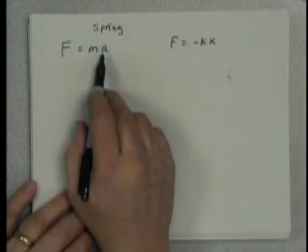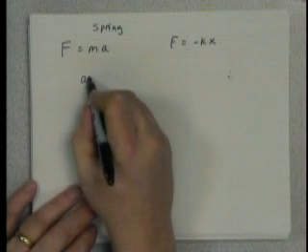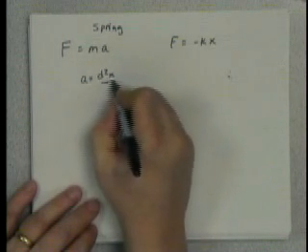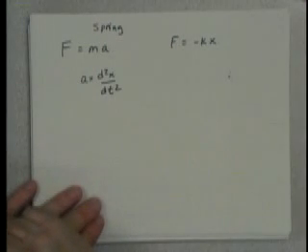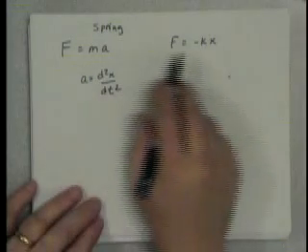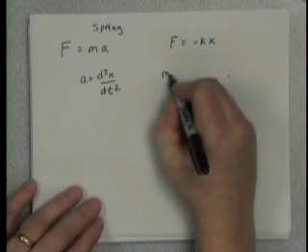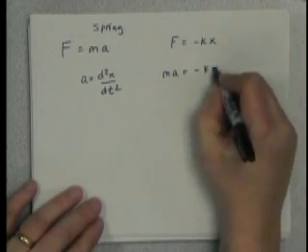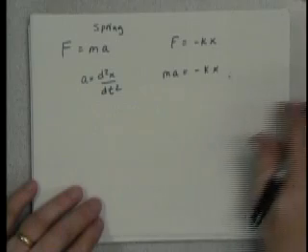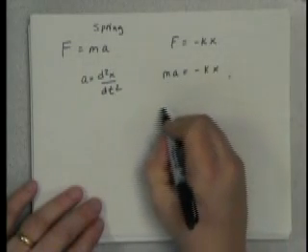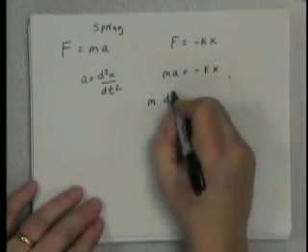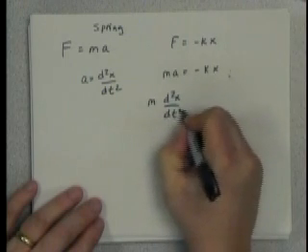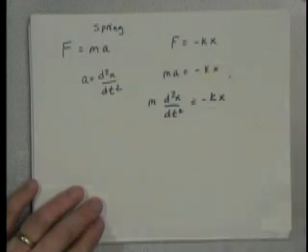Well, acceleration is the second order derivative of displacement. Velocity is the first derivative, acceleration is the second derivative. So I'm going to set these two equal to each other. Mass times acceleration equals the force due to the spring displacement, and then I'm going to replace acceleration with the second derivative, and we have a differential equation.